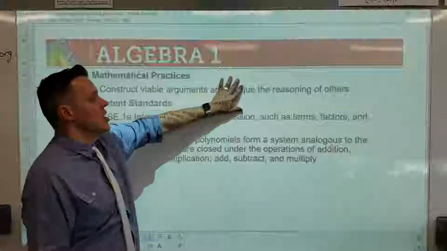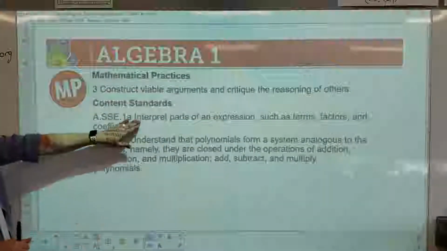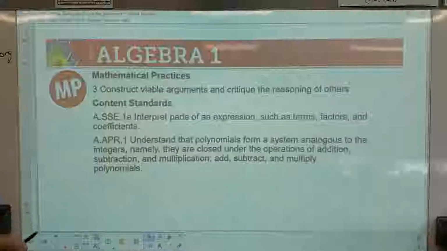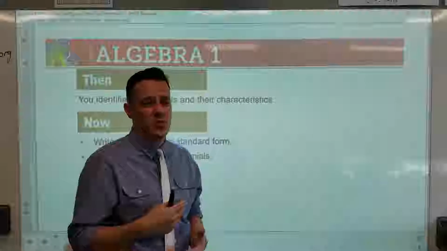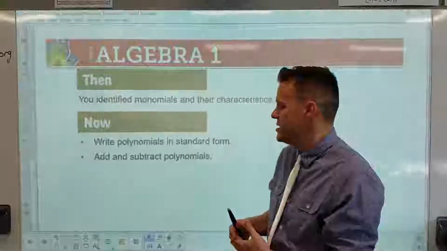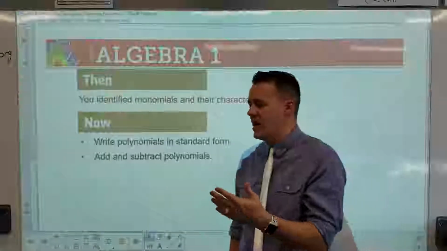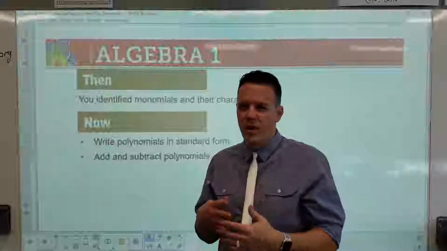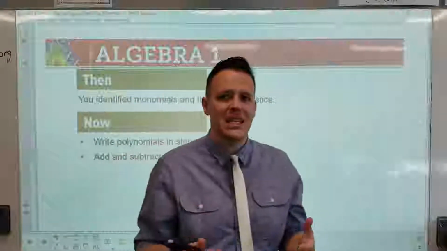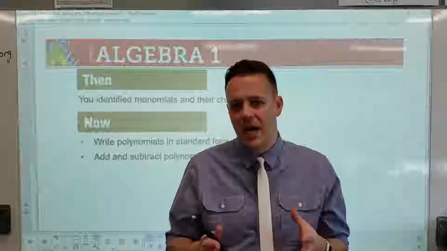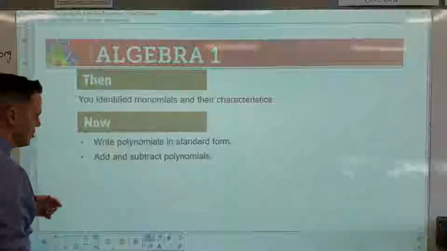Mathematical practices. We're going to start talking about making viable arguments, critiquing reasoning, and interpreting parts of an expression. Okay, identifying what a monomial is, which we've already talked about a little bit. And then writing polynomials in standard form and adding and subtracting. So this should be a fairly straightforward, simple lesson for you guys. I don't see anything major going on, but the key factor is going to be whether or not you guys understand some of the little basics.